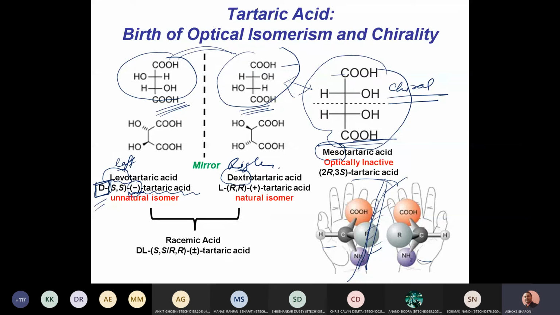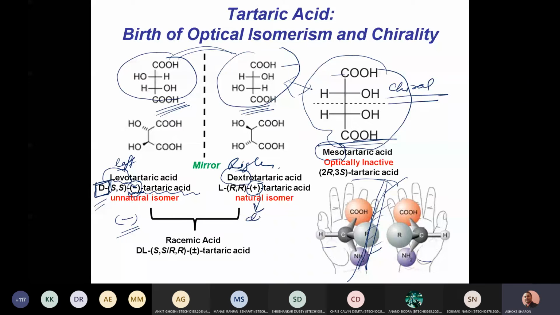This minus means left side. This minus means it rotates plane polarized light in the left direction. That is called levorotatory. So when minus is there, it means the compound is rotating in a negative side, left side. Minus for levo and plus for dextro. So this minus plus means this one.